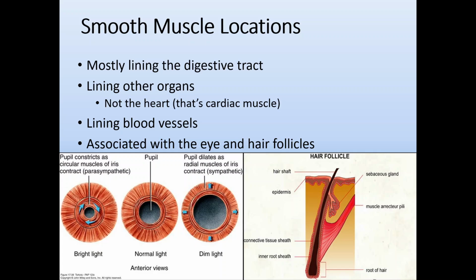And associated with the eye and your hair follicles. So if you've ever experienced goosebumps, where your hair stands on end on your arm, there are teeny tiny little smooth muscle bundles anchoring the base of every single one of your hair follicles. And that smooth muscle constricts and pulls that hair up. That is the physical response of goosebumps. And that's a subconscious thing, right? You don't get to decide when that happens. So that's an indication that you're looking at smooth muscle function.